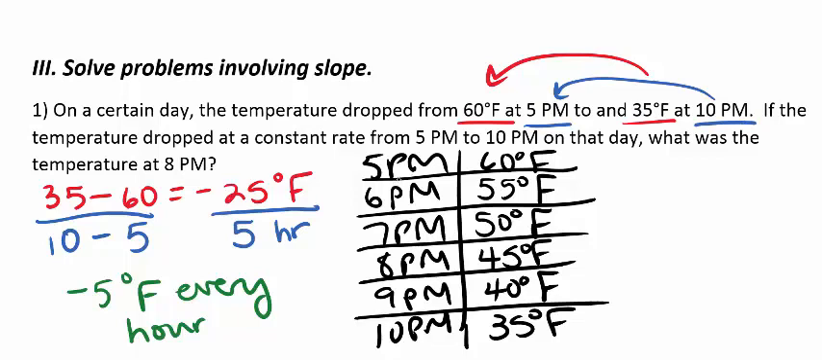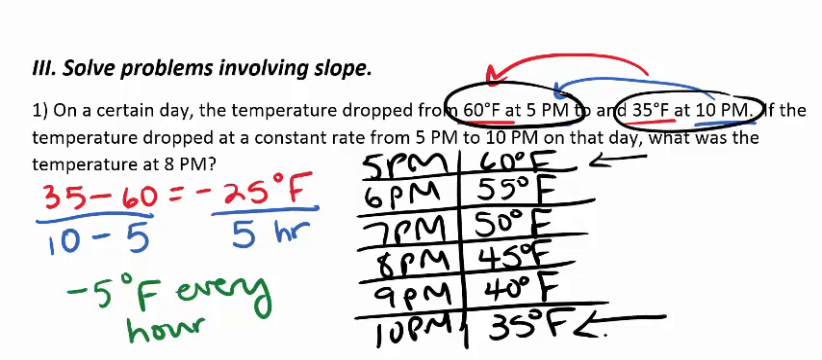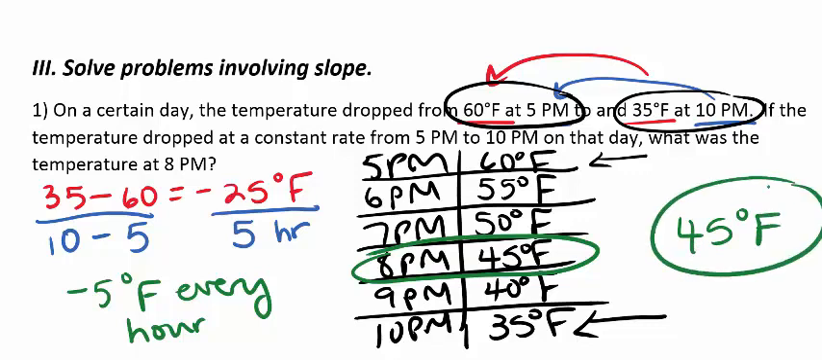And so our starting point here of 5 p.m., it was 60 degrees, we have that right here in the chart. And then we can see at 10 p.m. it's 35 degrees, which is right here in the chart. So we want to know what the temperature was at 8 p.m. We can see it right here in the chart that at 8 p.m. it was 45 degrees Fahrenheit.